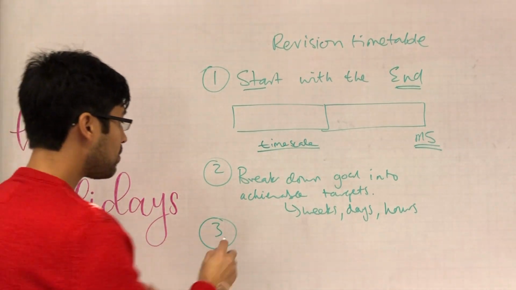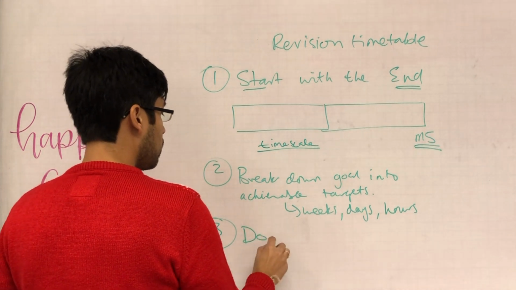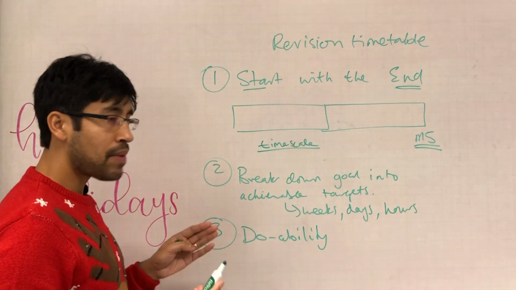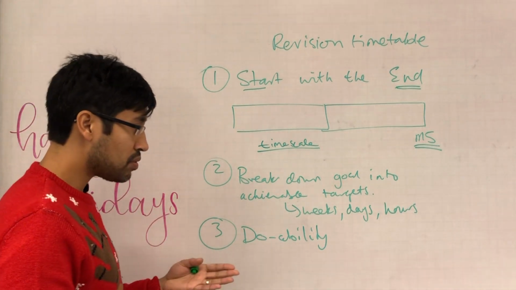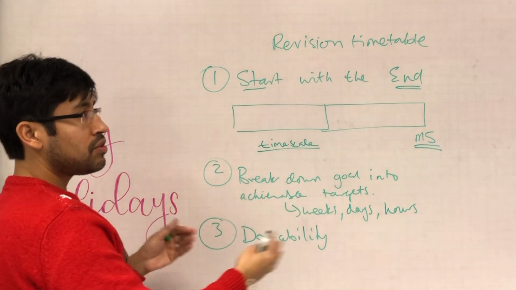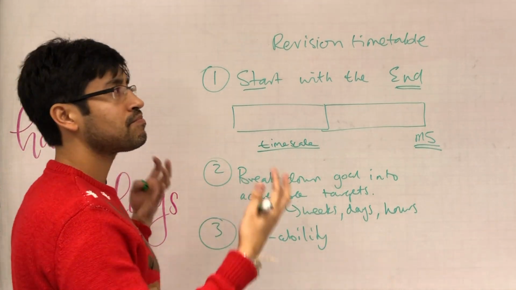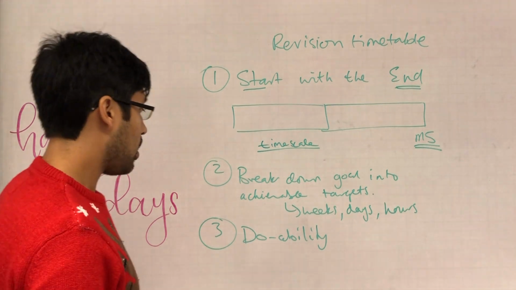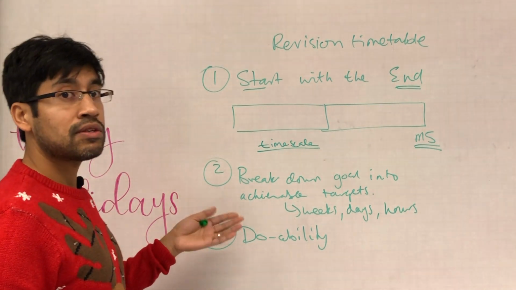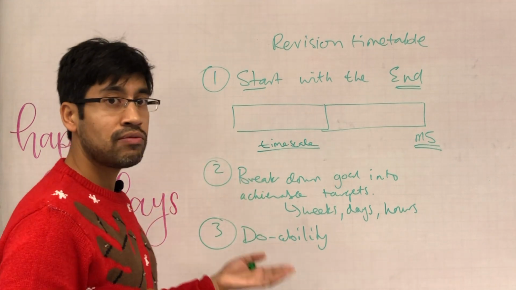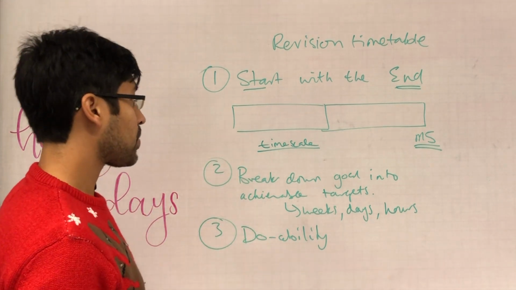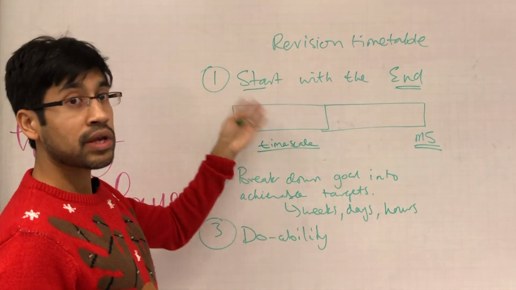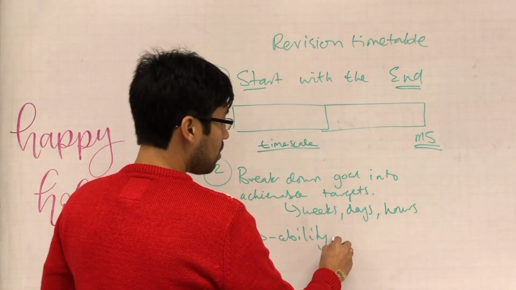Third is checking for doability. It has to be manageable, it has to be achievable, otherwise your timetable is a really kind of imaginary thing, and you will be disappointing yourself if you don't achieve your timetable, so you've got to make it manageable. And if it's not manageable, well, we'll get to that a bit later, but we might need to start looking at our goal again. Okay, so checking for doability.